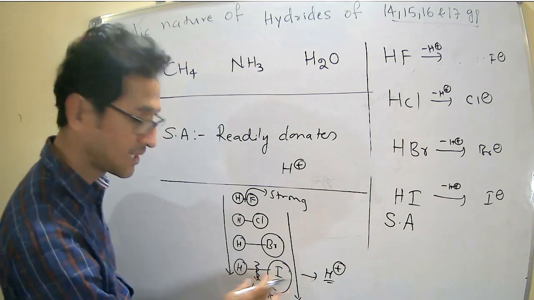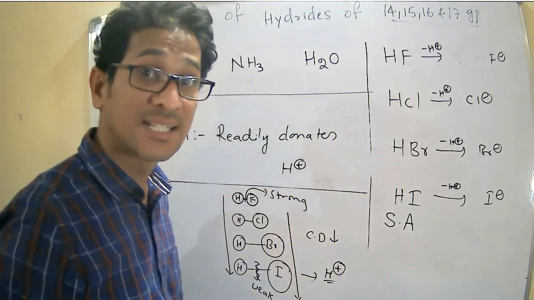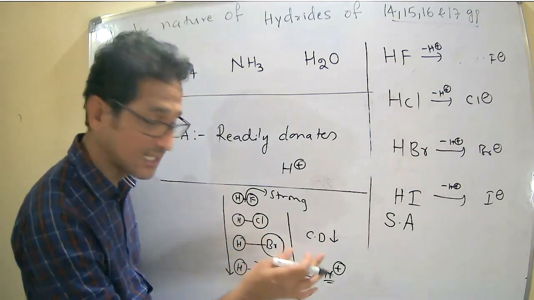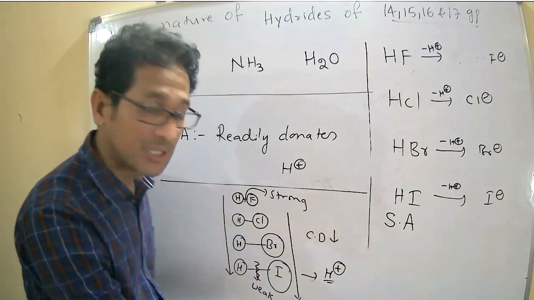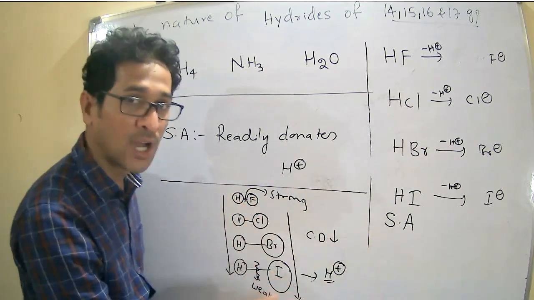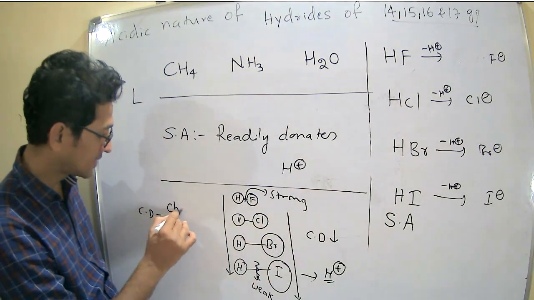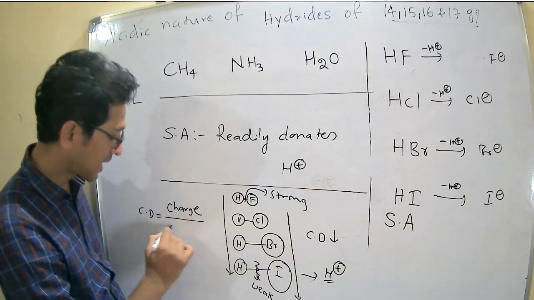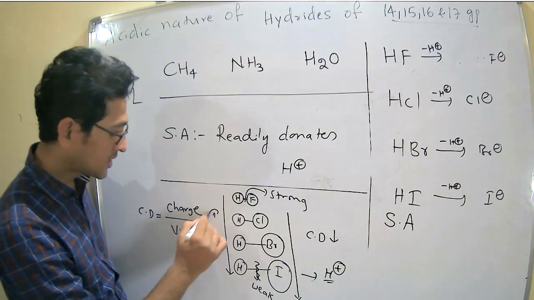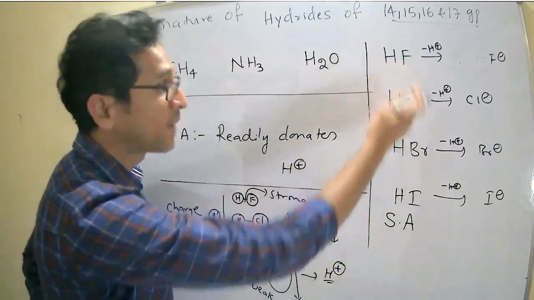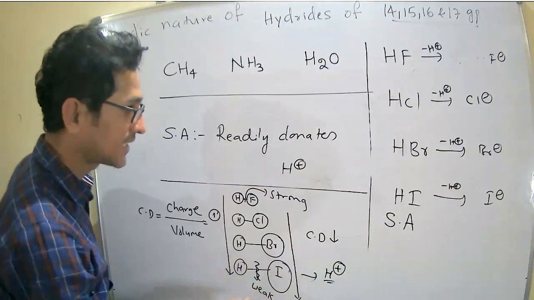What happens here from top to down? Charge density is decreasing. Why is the charge density decreasing? Because of the increase in volume. As volume increases, what is the charge density? Charge density is equal to charge by volume. The charge is 1 in all cases, minus, minus, minus, right?